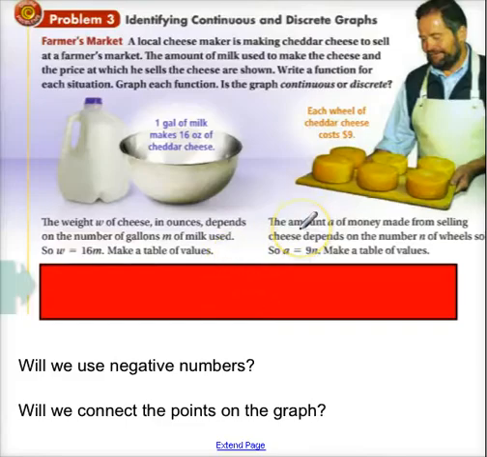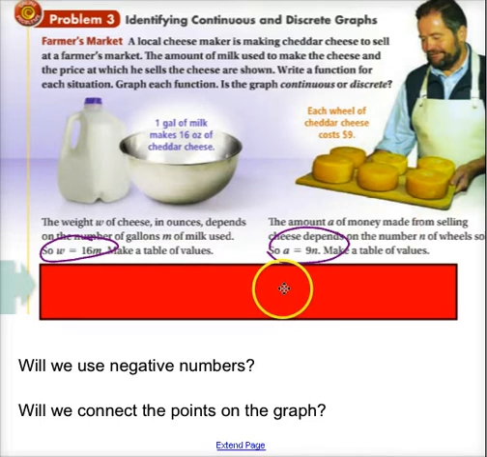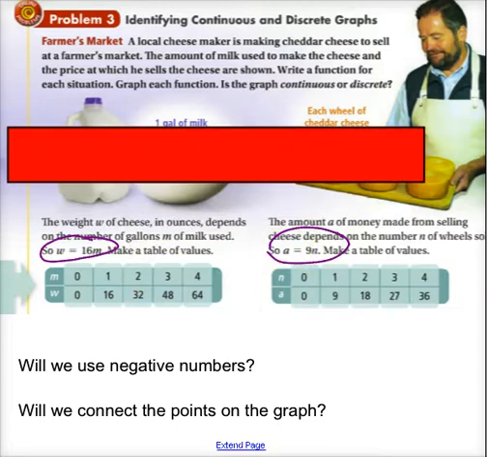In this problem, we're going to think about if it's continuous or discrete. It's another real life problem. The weight W of cheese in ounces depends on the number of gallons of milk. So here's the function: W, weight, equals 16 times M. The second scenario, the amount of money made from selling cheese depends on the number of wheels. So there's that function. Okay, so they're going to have us make a table. Well, they did that for us.